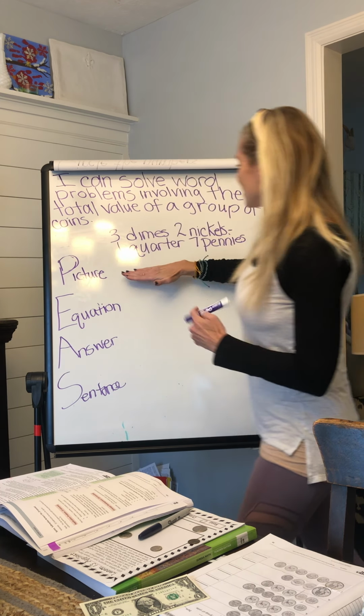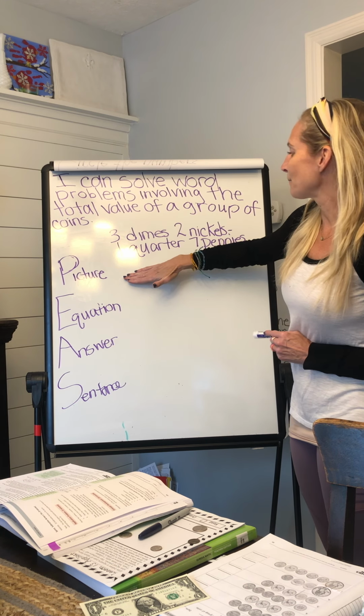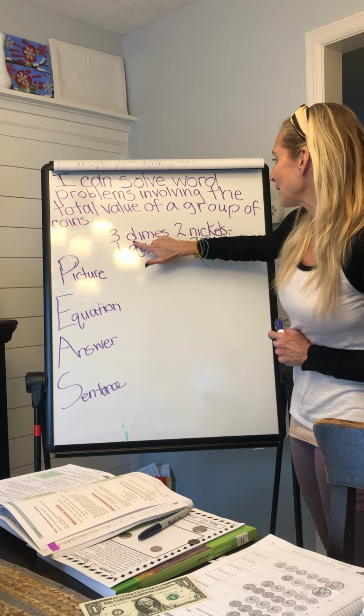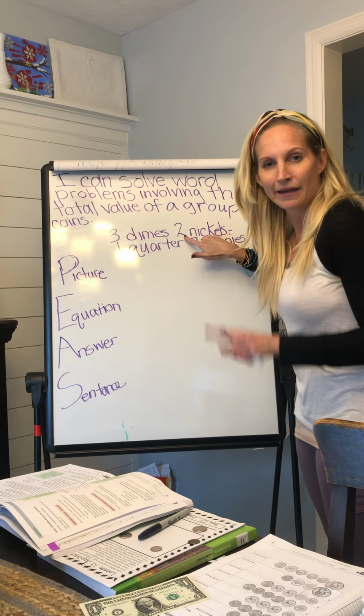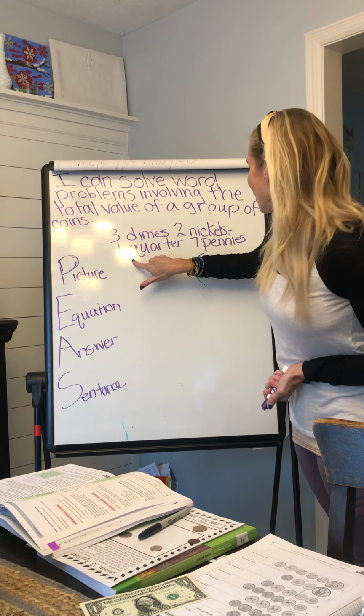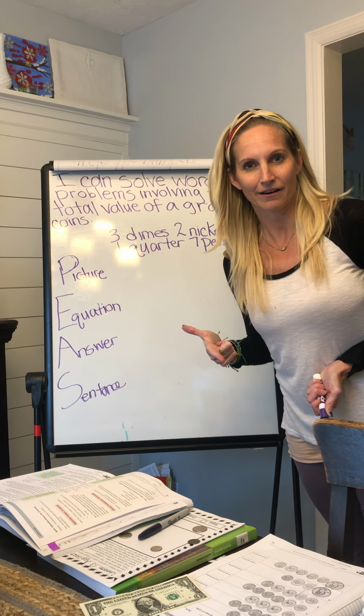Okay, to get us started, I wrote that he had 3 dimes and 2 nickels in one pocket, and then he had a quarter and 7 pennies in the other.